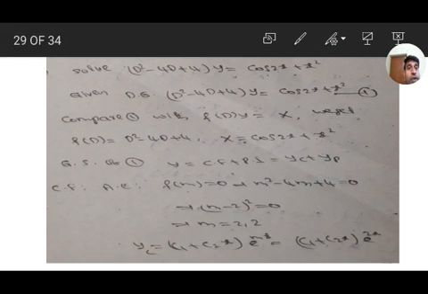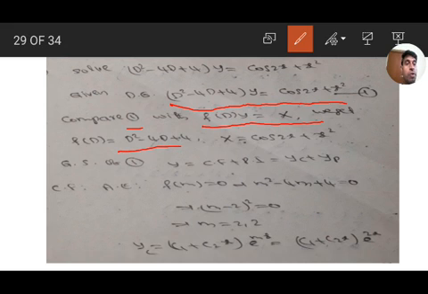Solve d square minus 4d plus 4 of y equal to cos 2x plus x square. So the given differential equation is d square minus 4d plus 4 of y equal to cos 2x plus x square, equation 1. Compare equation 1 with f of d of y equal to capital X, the standard form. We get f of d equal to d square minus 4d plus 4 and capital X equal to cos 2x plus x square. Here also we have two functions.